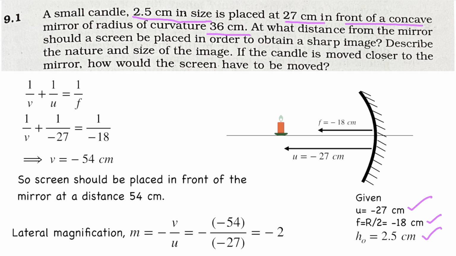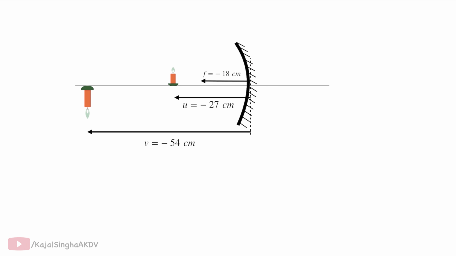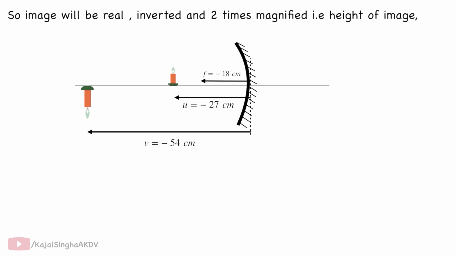Now lateral magnification for mirror m equals minus v by u. Again we put proper sign of v and u, and we get m equals minus 2. So image will be real, inverted, and 2 times magnified. That is, height of the image hi equals 2 into ho, where ho is the height of the object. And we know lateral magnification m equals hi by ho. So hi equals 2 into ho, or we get 2 into 2.5 equals 5 centimeter.